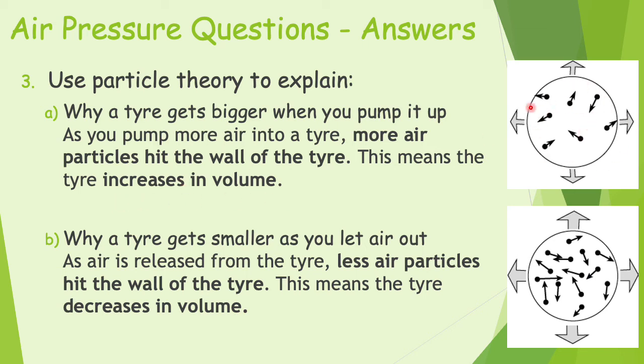So here, this is a car tyre at low pressure. There aren't many particles on the inside of the tyre, so they're not going to hit the sides of the wall of the tyre very frequently. So these grey arrows here represent the pressure of those air particles hitting the side of the wall of the tyre. So this is at low pressure.